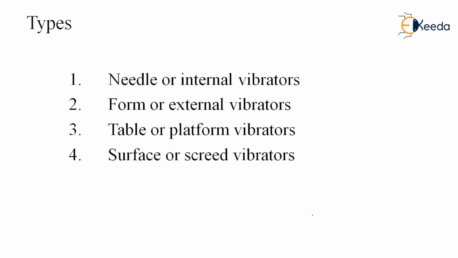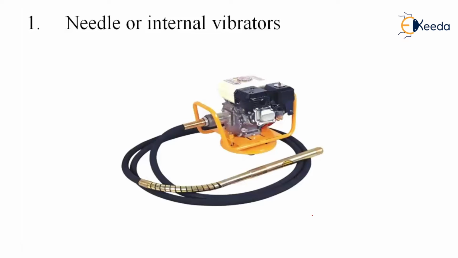Let's see the types. The types are needle or internal vibrators, form or external vibrators, table or platform vibrators, surface or screed vibrators. So first is needle or internal vibrators. Here the parts are: this is the first part, the needle. This is the shaft, the black shaft, and this is the motor.